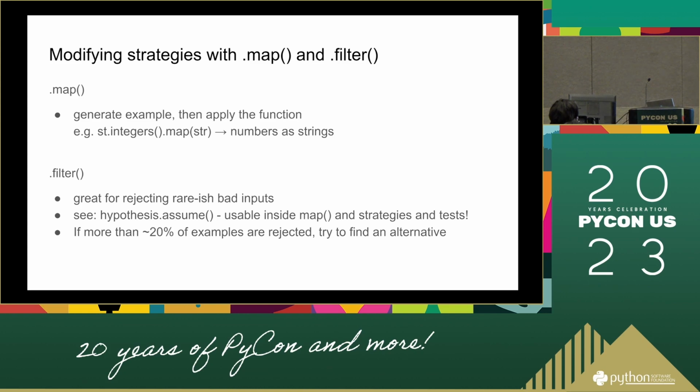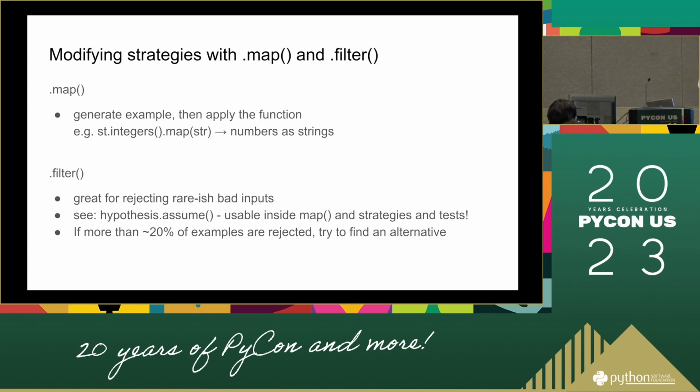So much for collections. The next two things which you'll probably use all the time if you start using Hypothesis are the map and filter methods on strategies. What map does is it draws an example from that strategy, and then it applies the function that you provide. So for example, if you have integers.map(str), this will generate an integer, then call str on it, and the strategy with the map will generate strings that were created by calling str on those integers.